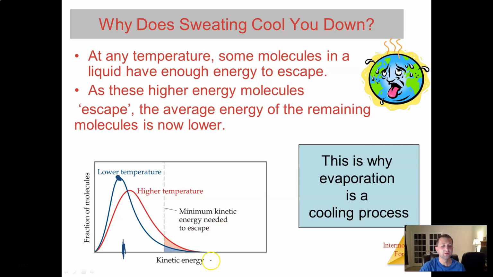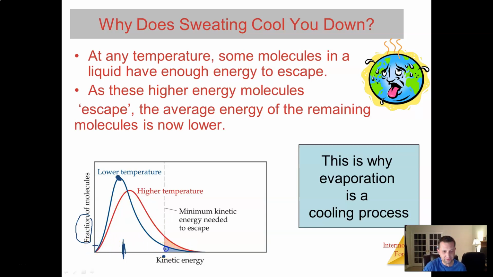Okay? Whatever that is right here, that's the amount of energy needed. Most of your molecules, look at the fraction here, most of your molecules lie to the left of that. So most of them don't have enough energy to escape. That's why they're sitting in that glass. Some have enough energy, a tiny fraction.